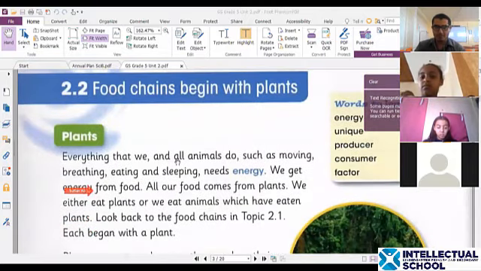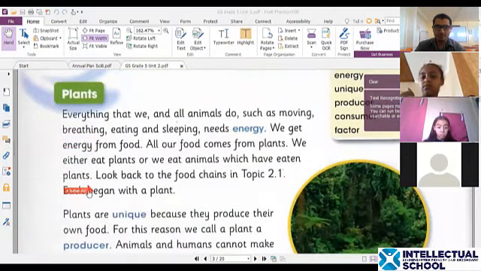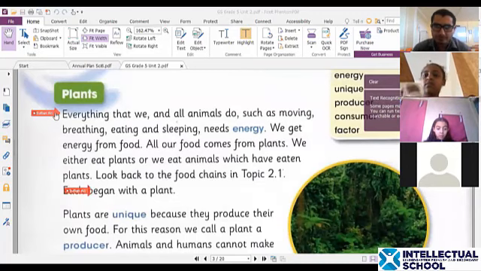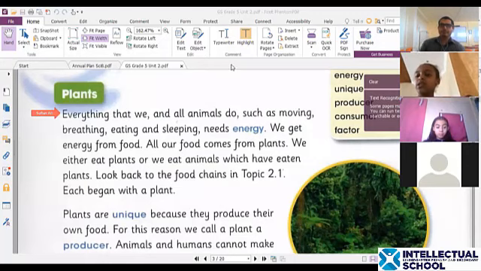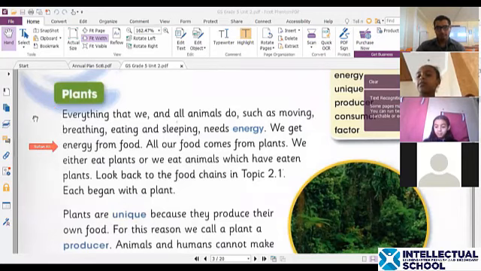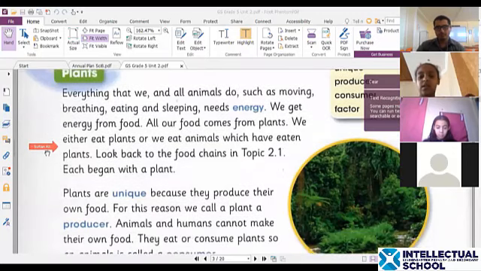So food chain begins with plants. Saron, can you read? Yes. Everything that we and all animals do, such as moving, breathing, eating, and sleeping, needs energy. We get energy from food. All our food comes from plants. We either eat plants or we eat animals, which have eaten plants. Look back to the food chain in topic 2.1. Each begins with a plant.